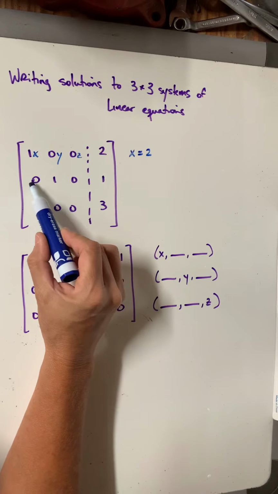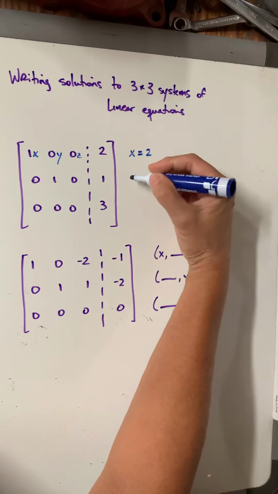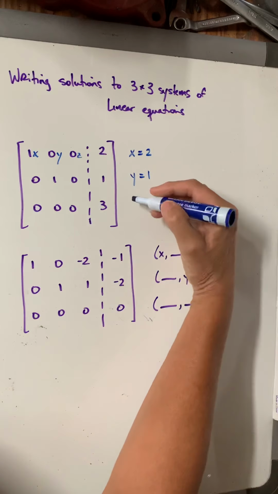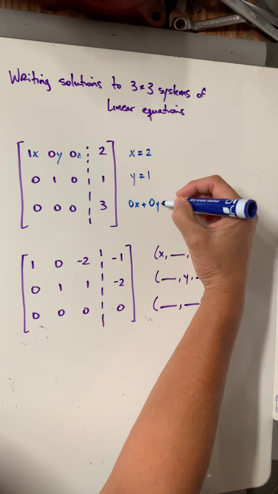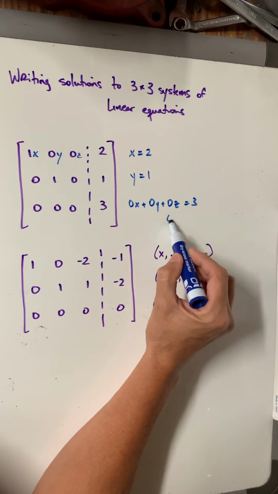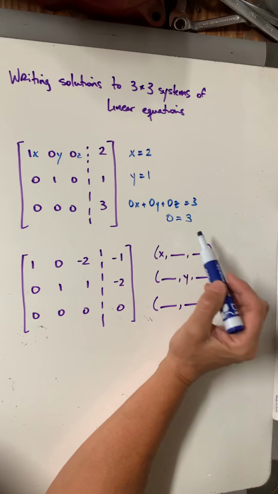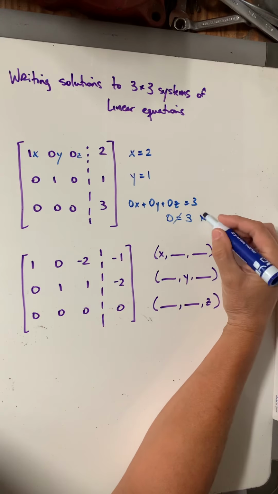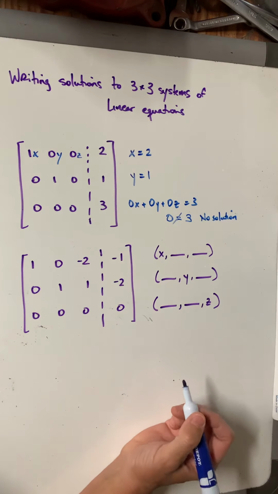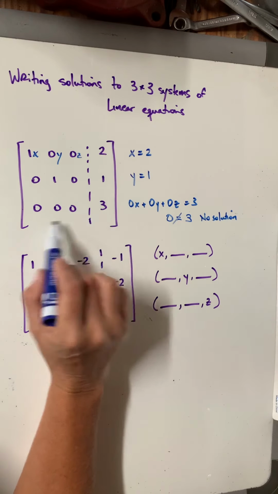So this one, you have 0x, you have 1y, 0z. So this is the same as saying y equals 1. But here you have 0x plus 0y plus 0z equals 3. Well, that's 0 plus 0 plus 0 is 0 equals 3, which is not a true statement. 0 is not equal to 3, so therefore there's no solution for this question. And one thing you can put down in your notes is if you have all zeros and then a number that's not 0, then this is no solution.